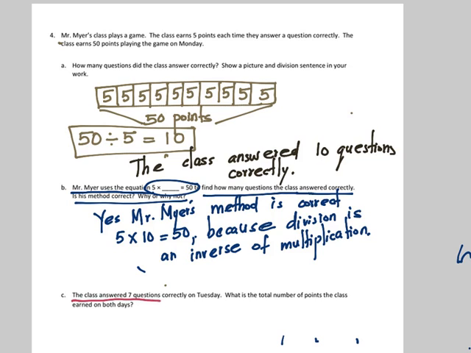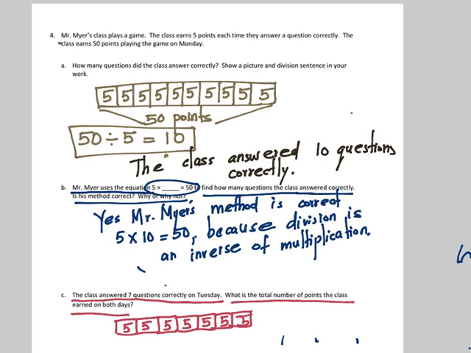Let's move on to the next question. The class answered 7 questions correctly on Tuesday. What is the total number of points the class earned on both days? So they have answered 7 questions, and each question has 5 points. 1, 2, 3, 4, 5, 6, 7. They have answered 7 questions correctly, so the total must be 35. So they got 35 points for this. 7 times 5. How many groups are there? 7 groups of 5. So 7 times 5 equals 35.